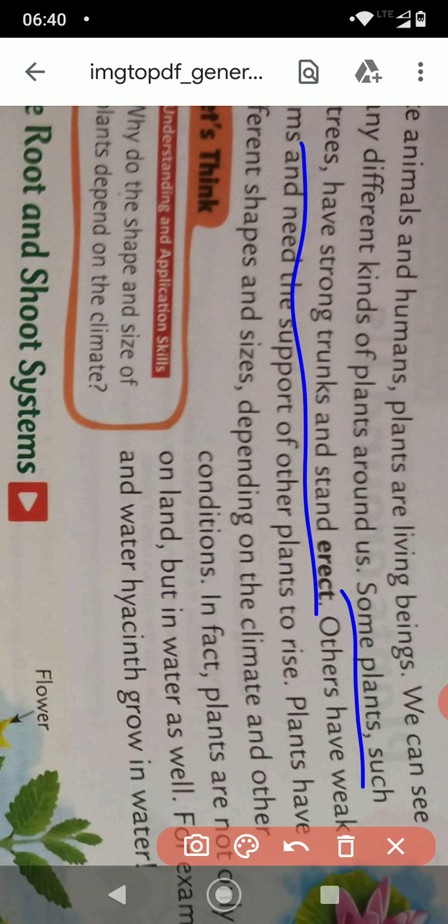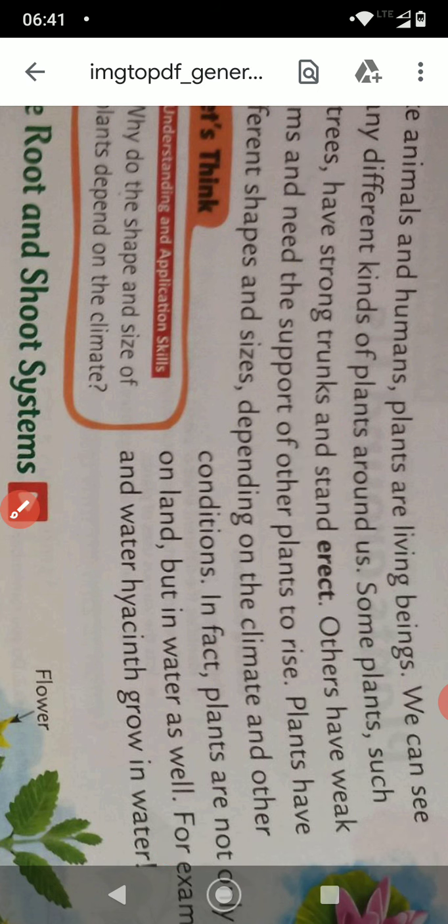Now, others have weak stems. Their stems are a little weak. So, others have weak stems and they need the support of other plants to rise. Now, there are some types of plants which are weak, children. Weak means they are so weak that they can't stand straight without the help of other plants, right?